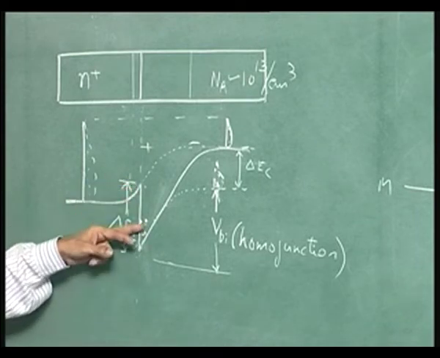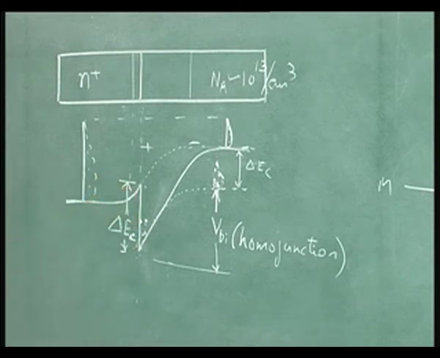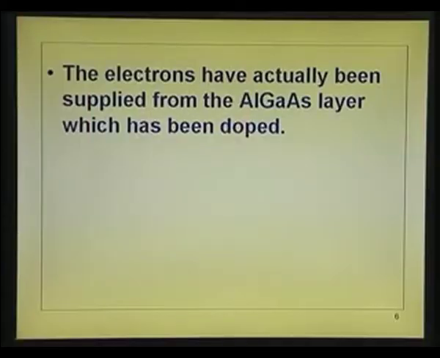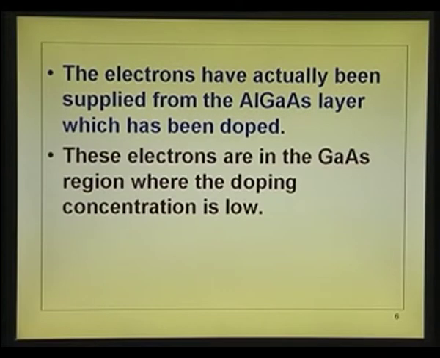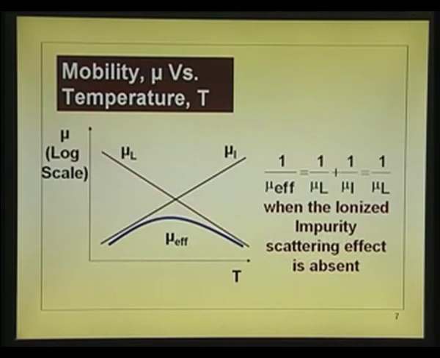How much they are transferred on here will depend not only upon this, but also upon the dopants. So, you have enough supply of dopants. These electrons are in the gallium arsenide region where doping concentration is low. What have we gained out of that? As a result, ionized impurity scattering is virtually absent. As a result, this diagram we projected earlier, mobility versus temperature.